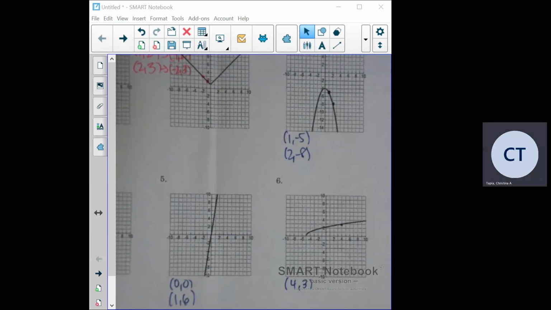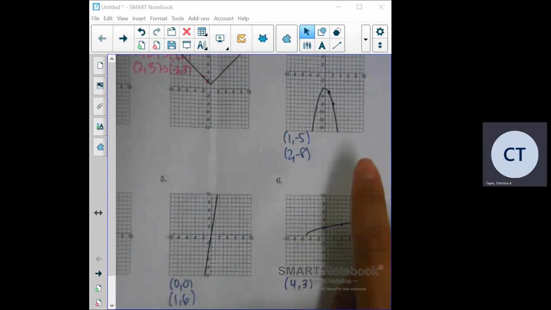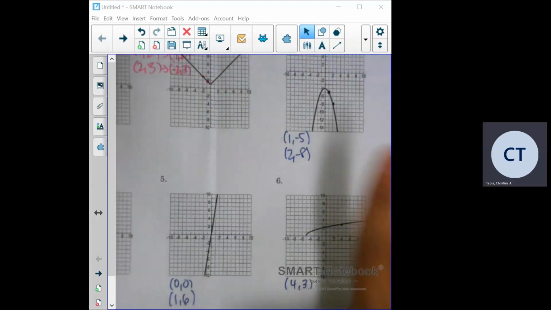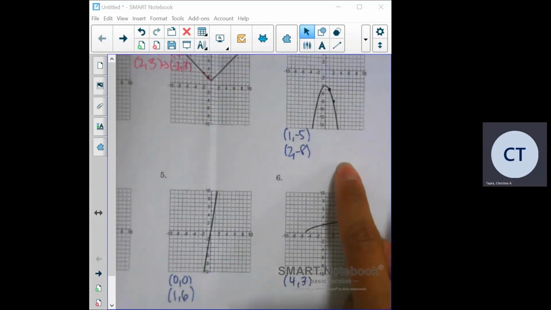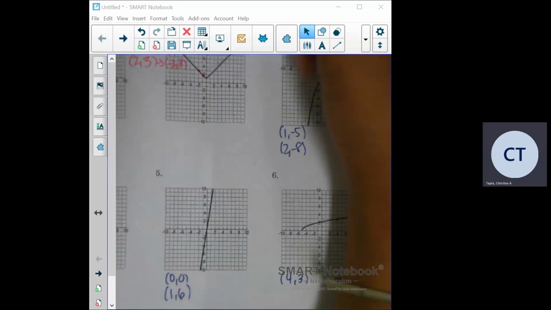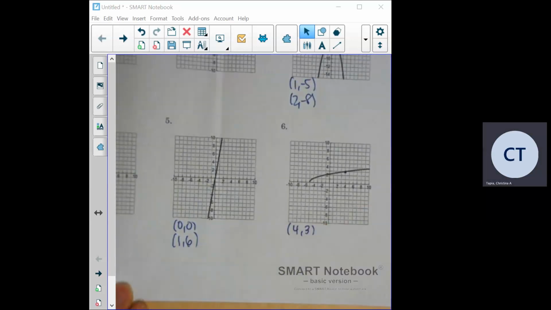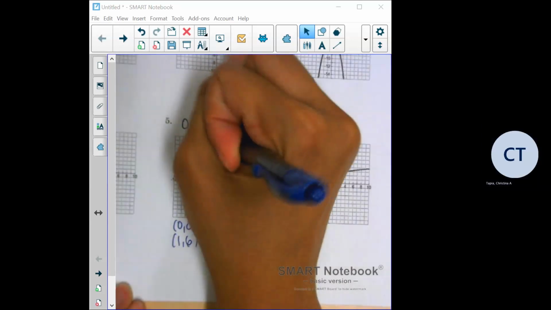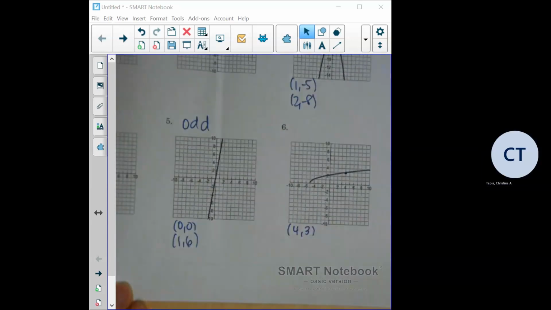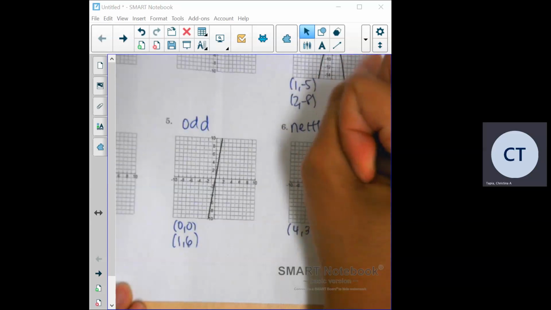So let's look at the answers you got for examples 3, 5, and 6. For number 3, you tell me, was this even, odd, or neither? Even. This one was even. What about number 5? Odd. This one was odd. And for number 6? Neither. Yes, sir.